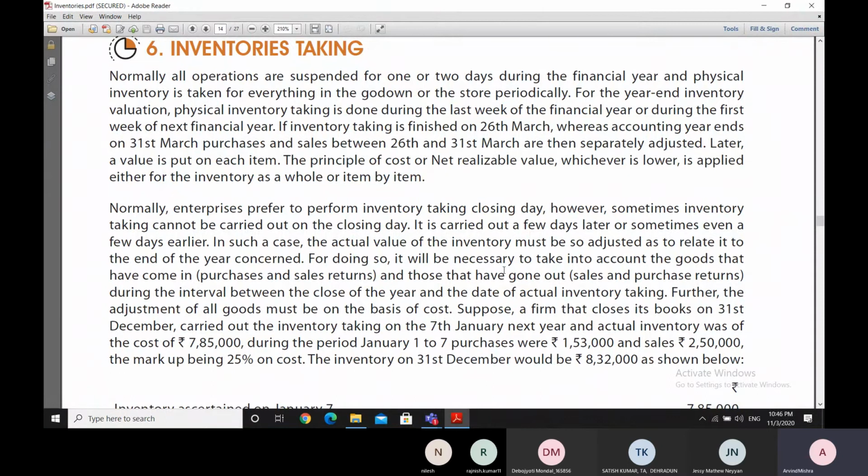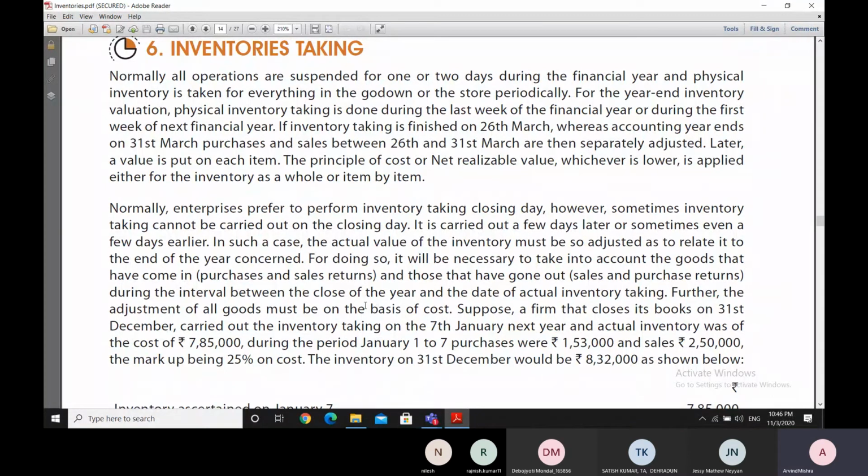And for doing so, it will be necessary to take into account the goods that have been purchased or sold, or sales returns and purchase returns, during the period which was remaining before the financial year end, or which expired after the financial year end, and those items which have either come in or gone out during the interval between the close of the year and the date of the actual inventory. Those items will have to be adjusted in the inventory that has been taken. Further, the adjustment of all goods must be on the basis of cost.